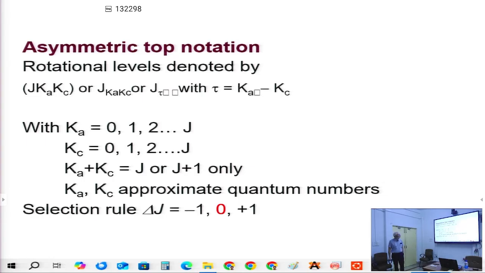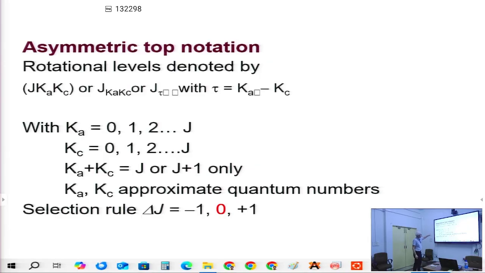So you need a new notation. For asymmetric tops, you have to have projections on 2 axes; one is not enough. I said already that with the symmetric tops the levels which had K not equal to 0 were double. In the asymmetric top, they're split, so you get 2J plus 1 levels instead of J plus 1 levels.